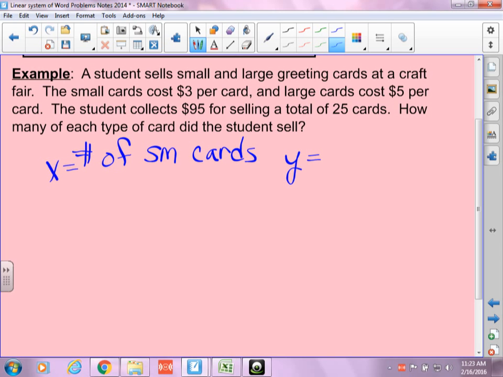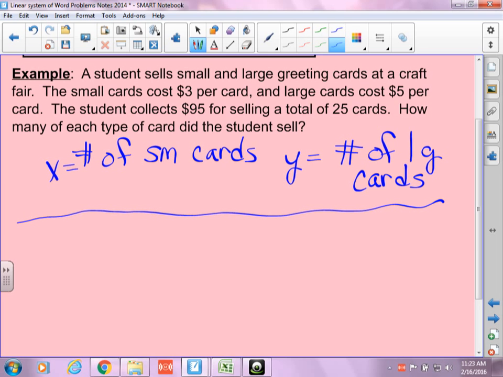You got to say, because it could be cost of the small card, size of the small card, that type of thing. All right, now y is what? Number of the large cards. Okay, and I found it at the bottom of my problem. How many of each type of card did the student sell? I got X, I got Y, number of small, number of large. Okay, so that's step 2. I'm done with step 2.